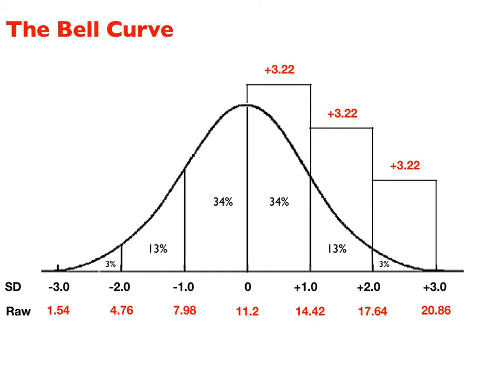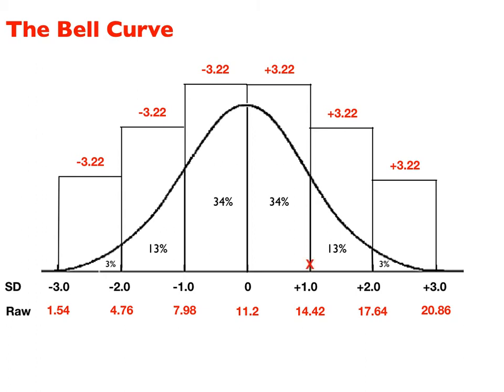You will notice that below the mean, we subtract 3.22 points. Knowing the standard deviation, we are now able to plot our raw scores simply by adding 3.22 points above the mean of the raw scores, or by subtracting 3.22 for scores below the mean. So, if a student were to get a raw score of 14.42, he would fall at exactly 1 standard deviation above the mean, as shown on the bell curve. Conversely, if a student scored exactly 1 standard deviation below the mean, he would have a raw score of 7.98.